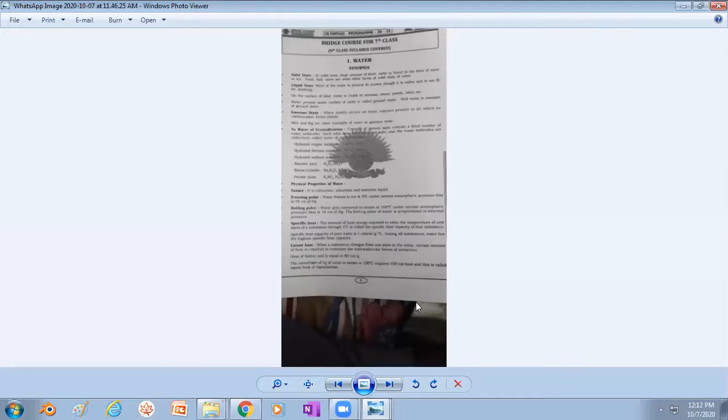One is the solid state, next one is the gaseous state, and the other one is the liquid state. Is it clear, everyone?